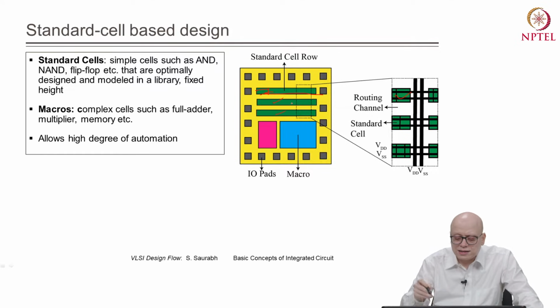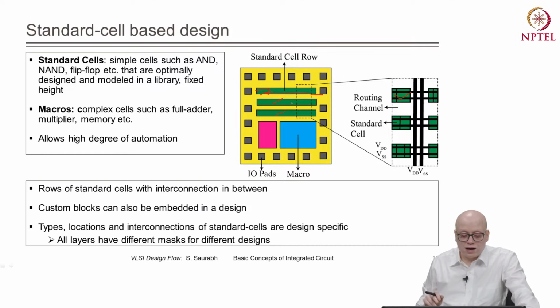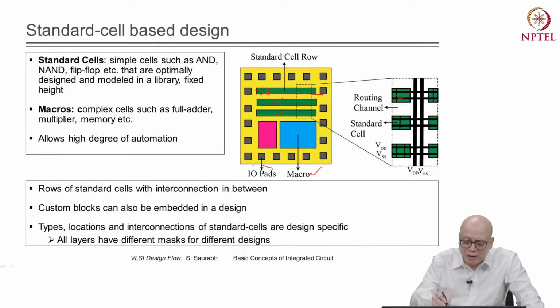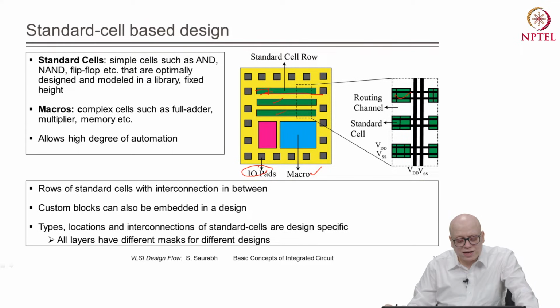And in a standard cell design we can also use macros, which are bigger cells, maybe multipliers, memories and other things, and we can also have IO pads. Now rows of standard cells are used in standard cell based design with interconnections between them, and custom blocks can also be embedded. The types, location and interconnections of standard cells are design specific.